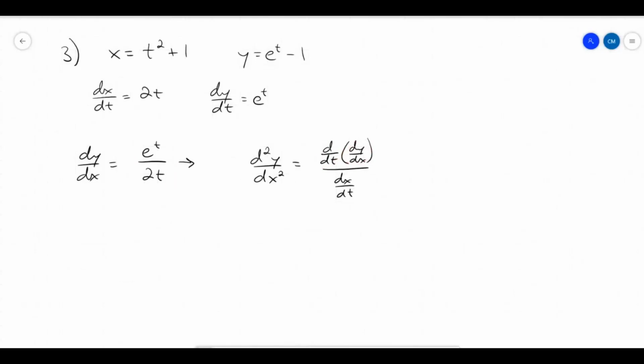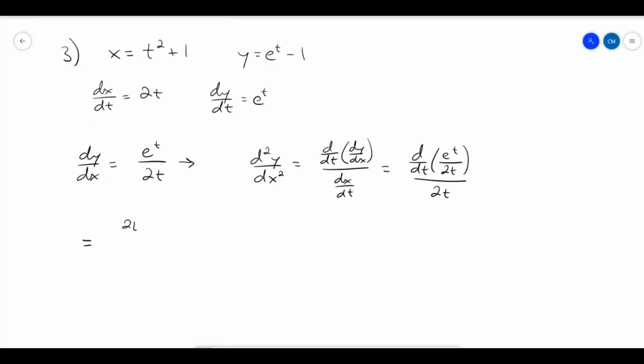Okay, so we could even write this with that actual function. We could say this is equal to d/dt of that thing we just got, e to the t over 2t, divided by dx/dt. And in fact, let's go ahead and put the dx/dt there as well. dx/dt is just 2t. Okay, so everybody's seeing how this process works. That thing in the numerator is telling us we now have to differentiate that first derivative with respect to time. That's going to require the quotient rule, right? Because that's a quotient, e to the t over 2t.